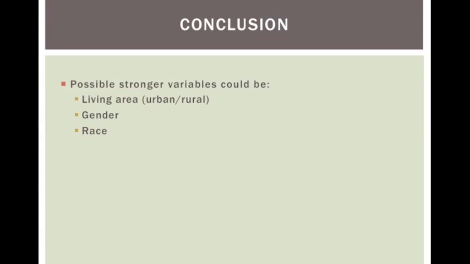It would be interesting to test more independent variables such as location of living, gender, and race to see if there is a positive correlation with not being able to attain basic necessities.